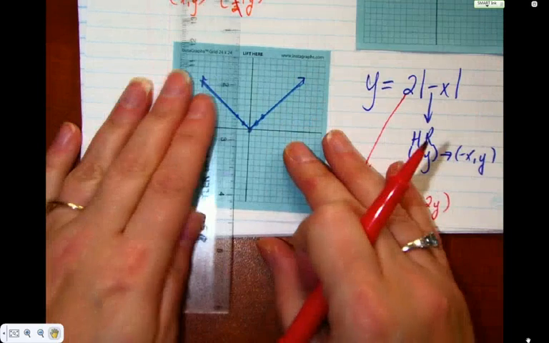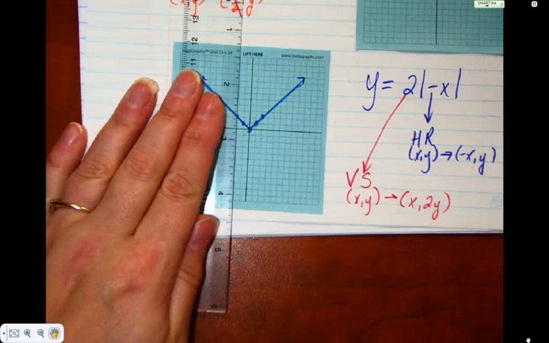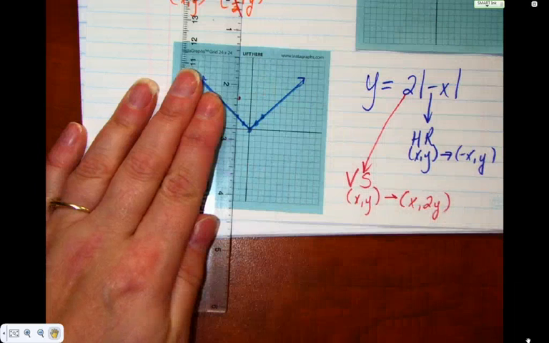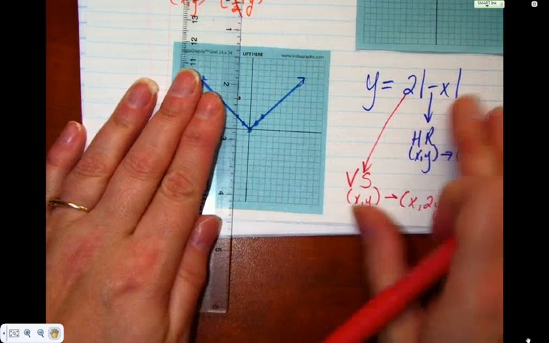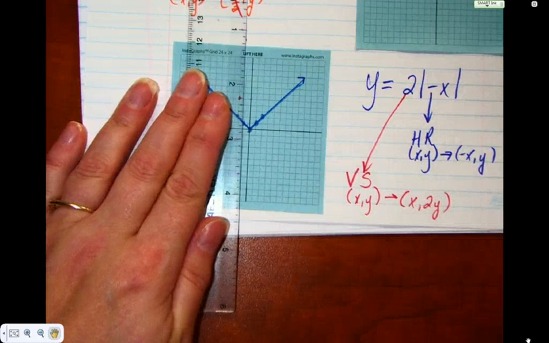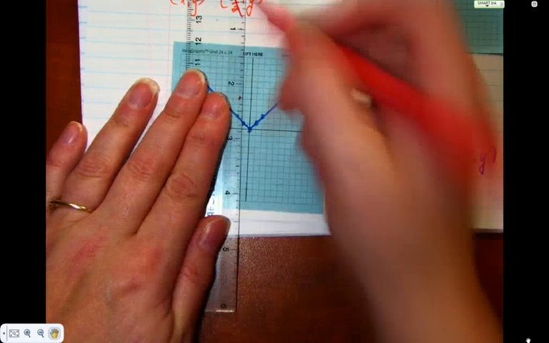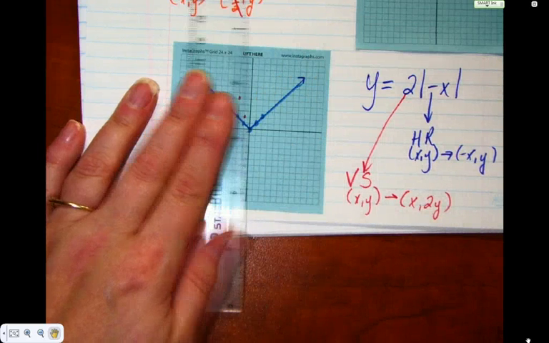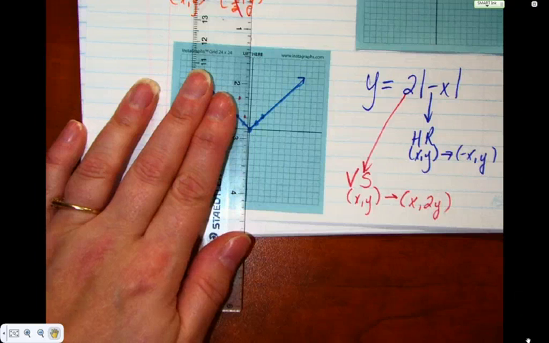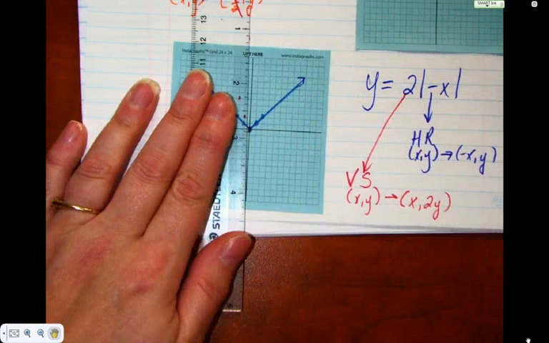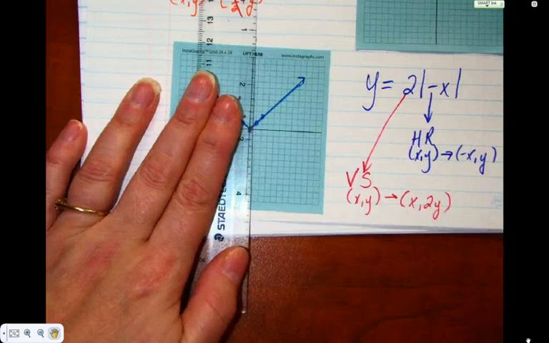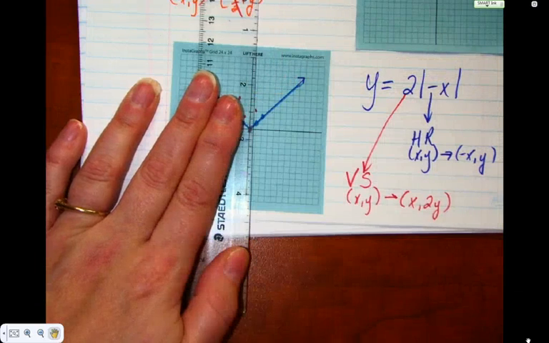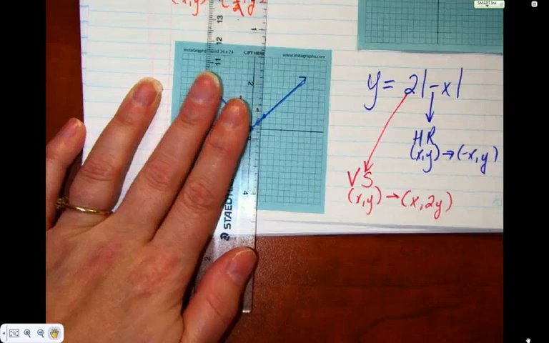Okay, our stretch. Okay, so the first y value is 2. It's going to go to 4. Okay, again, the ruler just stops us from moving it side to side. The next y value is 1. 1 times 2, 2. Zero times 2, 1 times 2, 2 times 2.